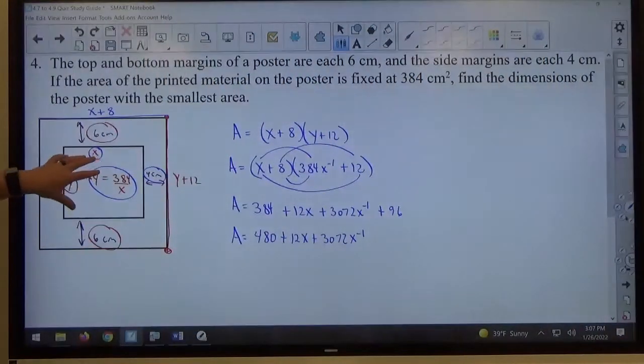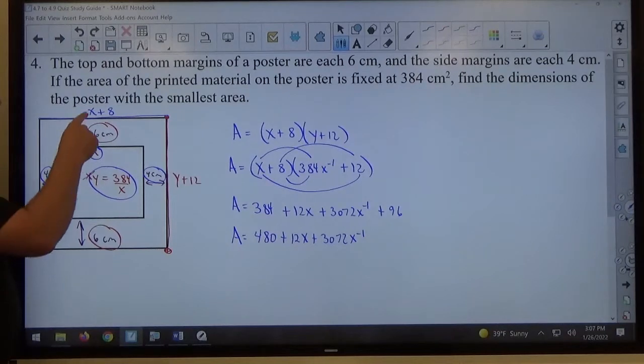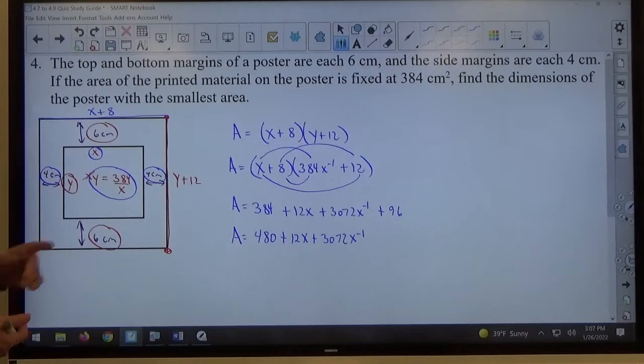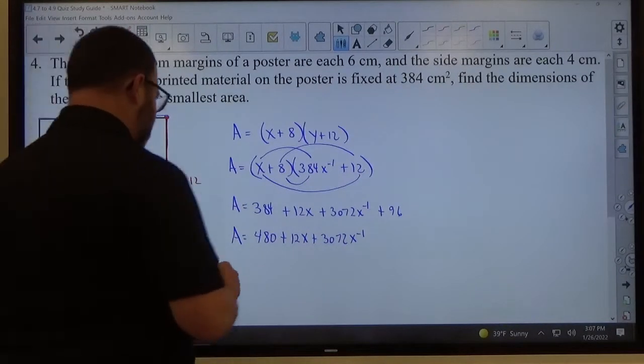Again, they gave me the printed area, and they're asking for the minimum poster dimensions. The area of the poster needs to be minimized. X must be bigger than negative 8, Y must be bigger than negative 12. Obviously they'd be bigger than 0 because of the original dimensions. So I would go with X bigger than 0. We're going to get a critical number here by setting the derivative equal to 0. Division by 0 is illegal, but we're not going to let 0 be an answer.